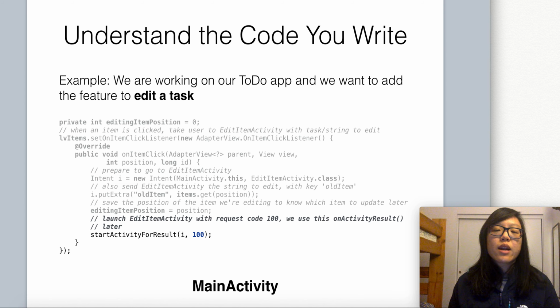So my comments just kind of remind me what this line is doing. We're going to actually launch edit item activity now with the request code 100, and this request code 100 is what we're going to use in our activity result later.